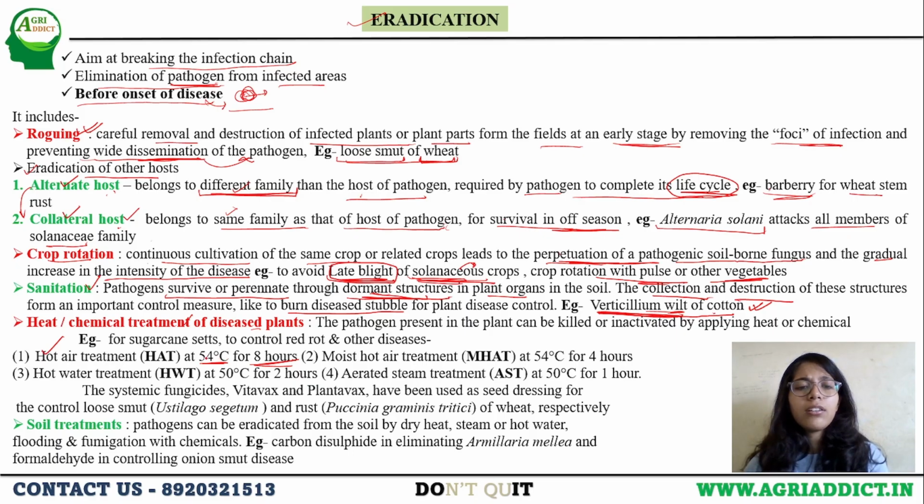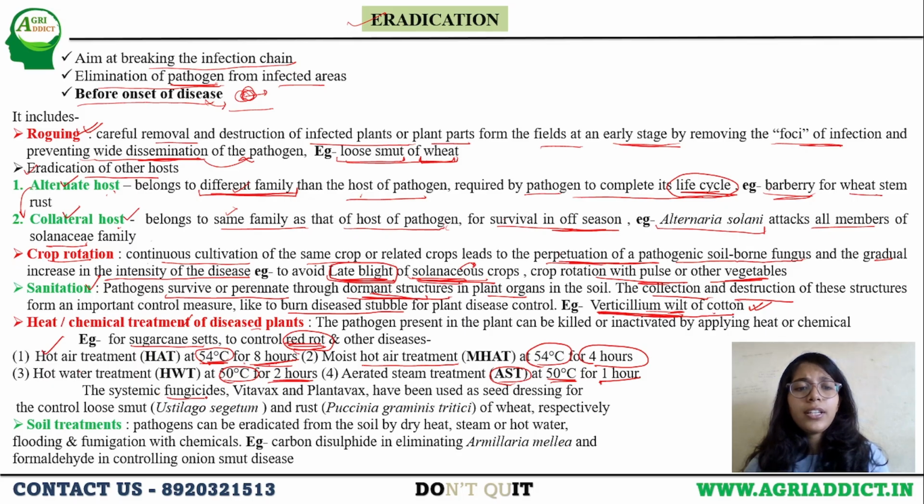Sometimes this comes in exams, so this is important. You can remember the temperature and the time duration. Like in sugarcane sets, to control the disease red rot, these methods are followed. Hot air treatment is done at 54 degrees Celsius for 8 hours. Moist hot air treatment is done at 54 degrees Celsius for 4 hours. Hot water treatment is done at 50 degrees Celsius for 2 hours. And aerated steam treatment is done at 50 degrees Celsius for 1 hour. Any one of these methods can be adopted to control the red rot disease of sugarcane.